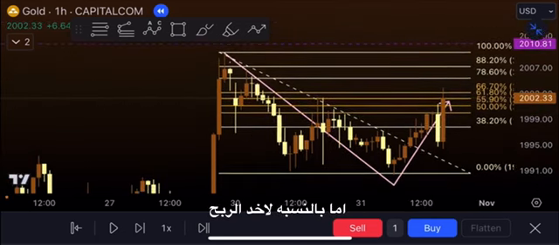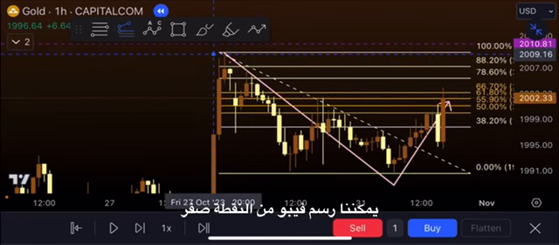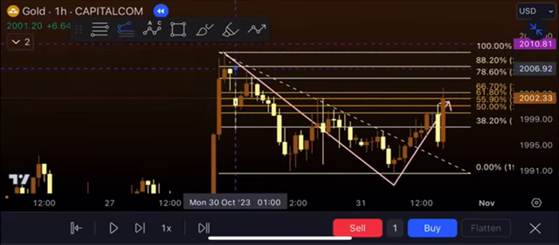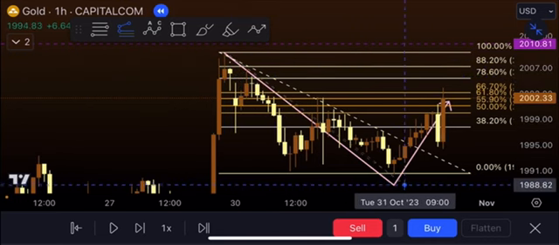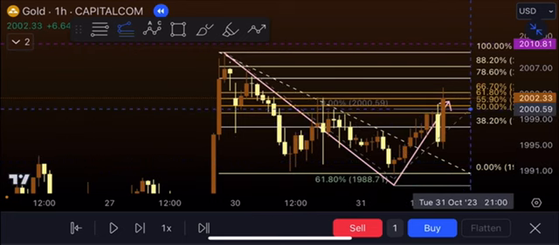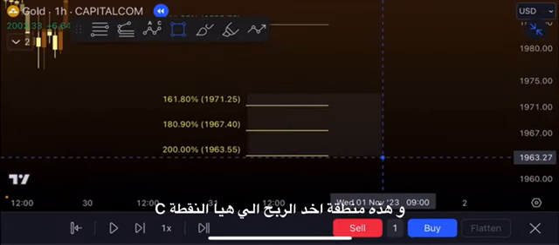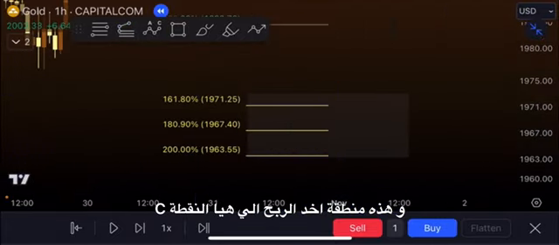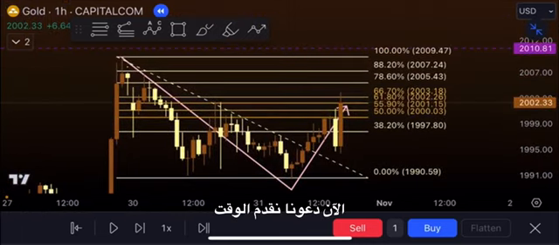As for the take profit, we can draw FIBO from point 0 to A and B. And this is our take profit area, which is point C. Now let's fast forward time.